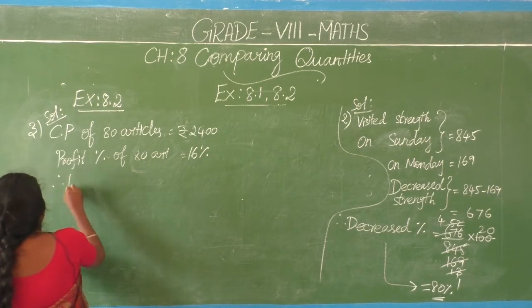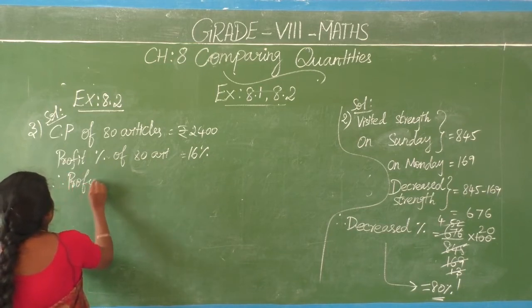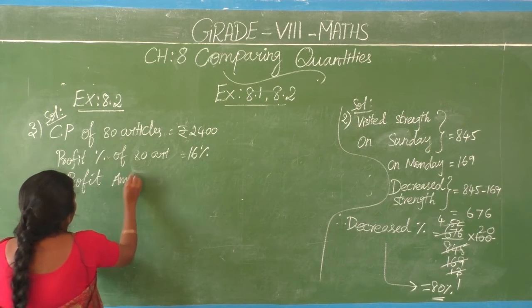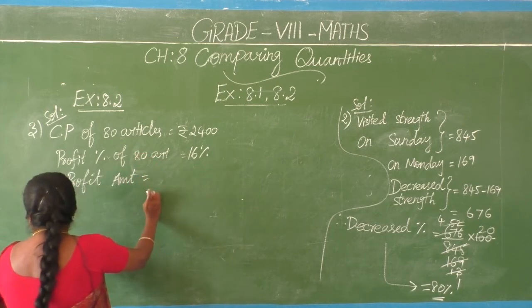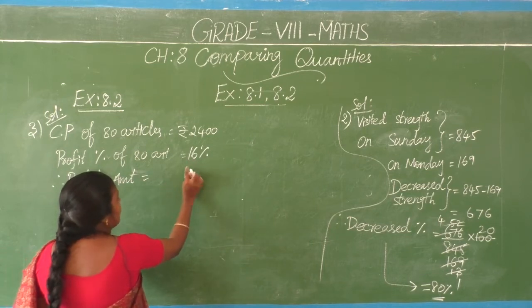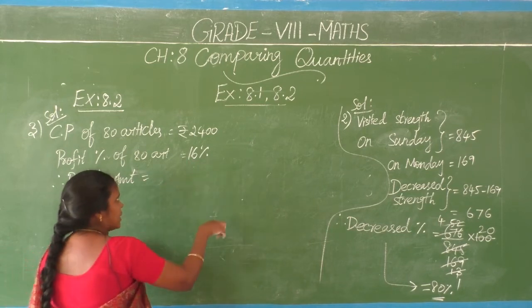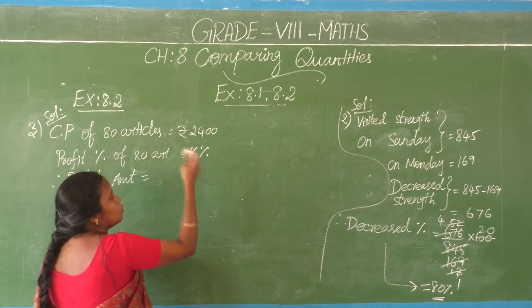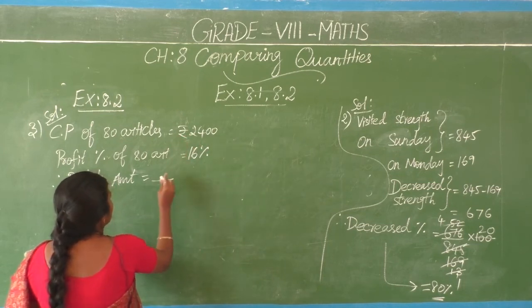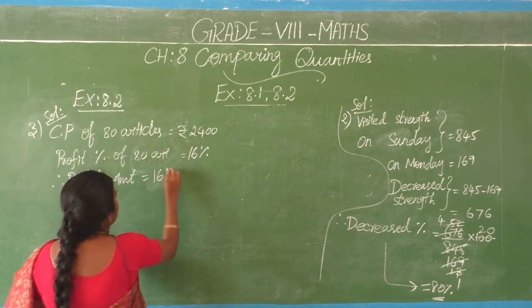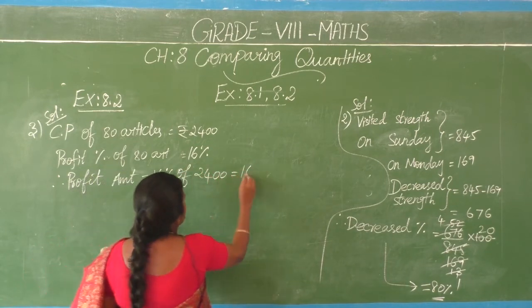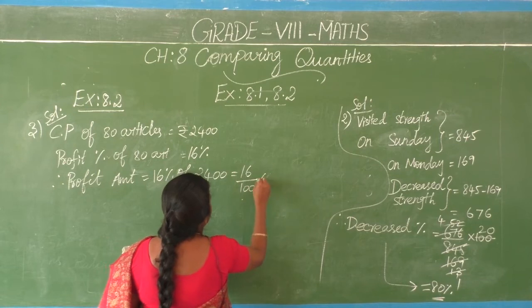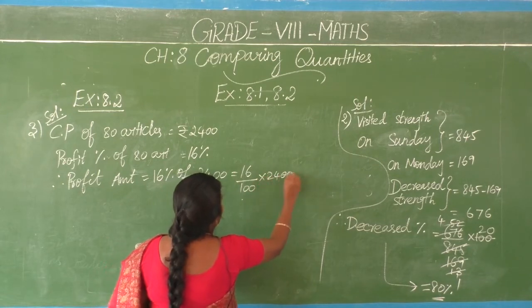Therefore, profit amount is equal to, see, 16 percentage. What is this meaning? Per 100, 16 rupees profit. That means out of 2400, how much profit? That we have to find out. So 16 percentage of 2400. What comes? 16 by 100 into 2400.